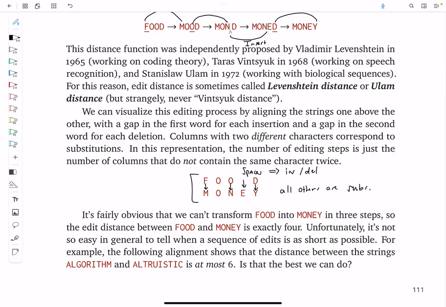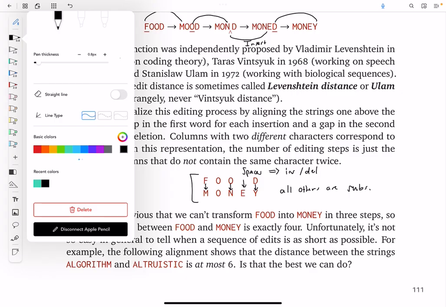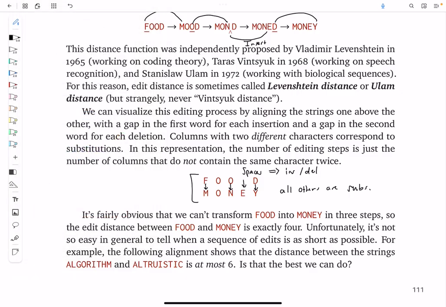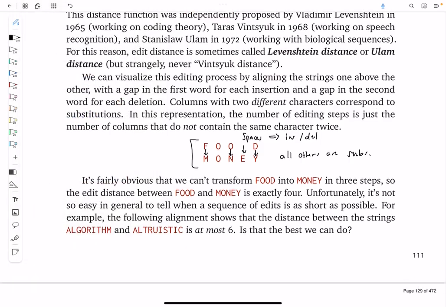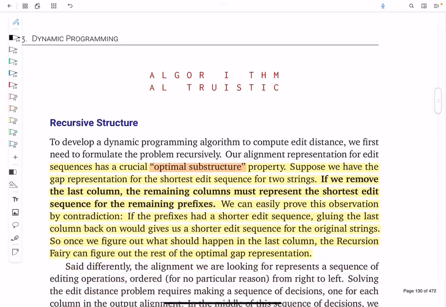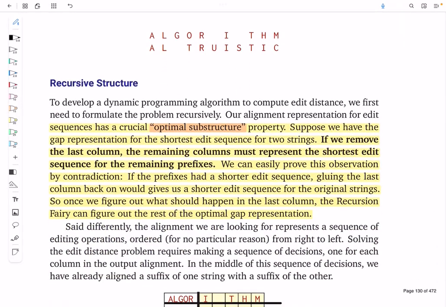So if we knew the alignment in advance, we can just count the number of times we didn't have a match. Every time we don't have a match, we either had to do a substitution, insertion, or deletion. So the number of columns in this alignment roughly gives us the edit distance. But that's not the approach we're going to use. We're going to solve it directly with dynamic programming. So first we need to think about the problem recursively.